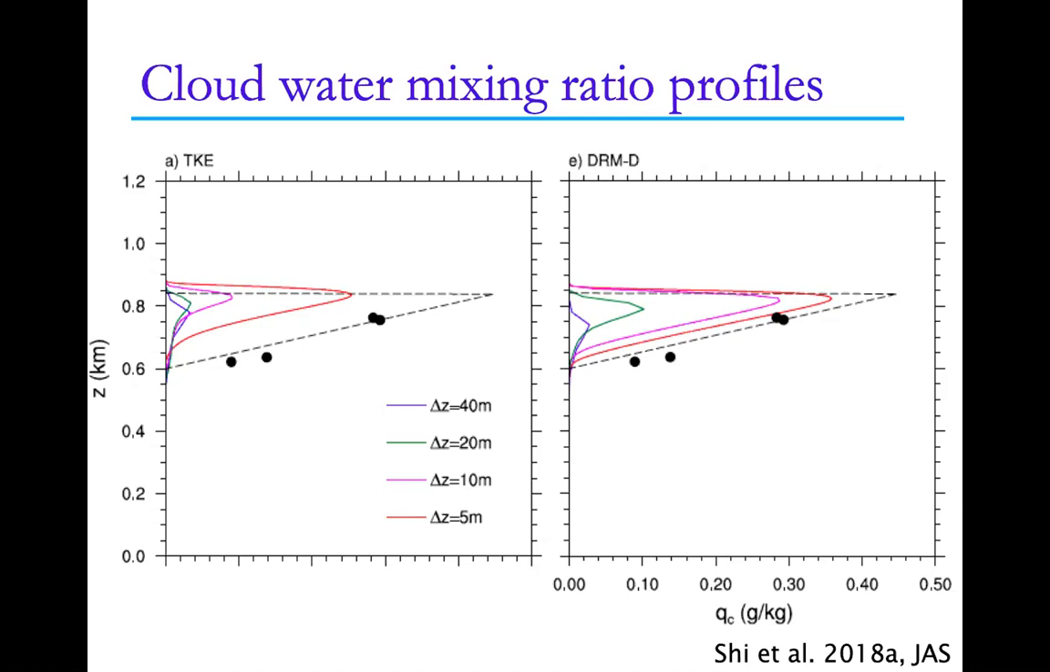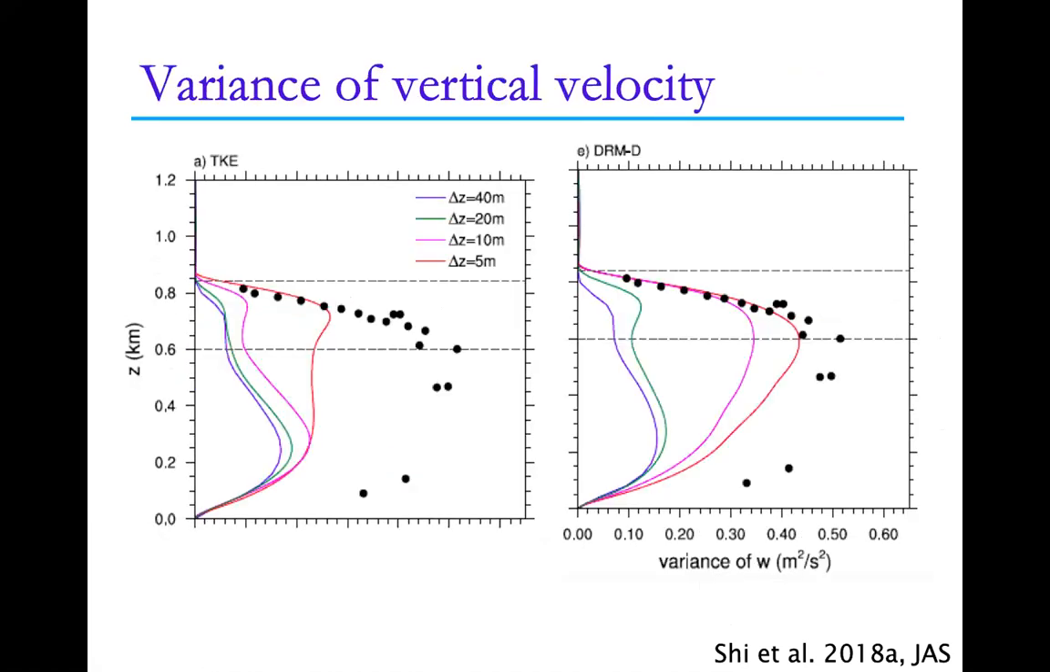So you can also look at higher order statistics. This is the variance of the vertical velocity, again, for TKE on the left and DRM on the right. The solid circles are the observations and different model resolutions again. The DRM does a much better job of capturing the variance of the vertical velocity, particularly at the finest resolutions.